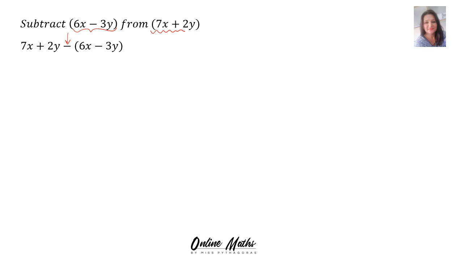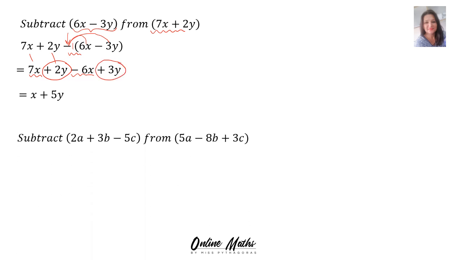And then in the next step, what happened? The 7x and the 2y just writes with, and now it's this minus. There's an invisible 1 that you're going to multiply in first to get rid of the bracket. So you're going to say minus times 6x is minus 6x, and minus times minus 3y is plus 3y. And now you can add your like terms. 7x minus 6x is just x, and plus 2y plus 3y is 5y.